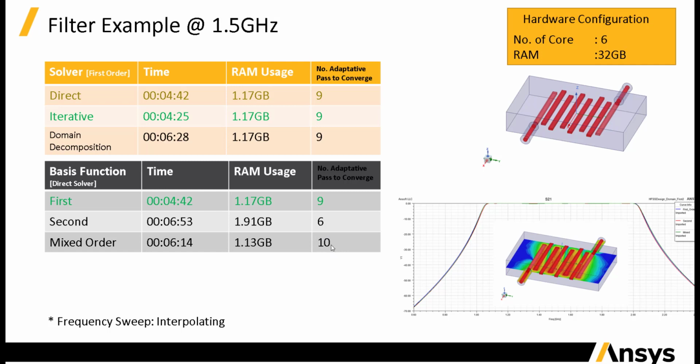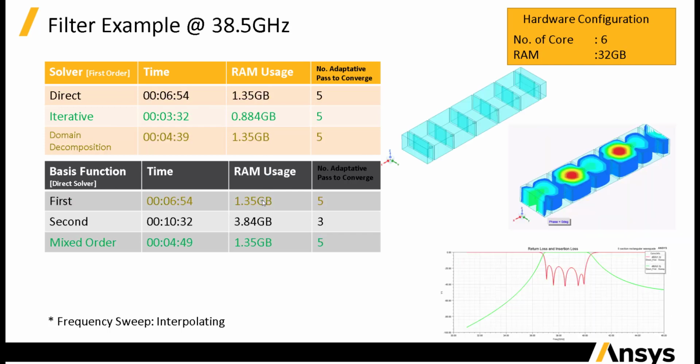Mixed order took 10 adaptive passes, and this one ran on my laptop with 32 GB. And this is the result: first order, second order, mixed order, all give the same result. So don't worry about choosing a different solver, all will give you the same result, but you have the option to reduce memory. Let's see another one.